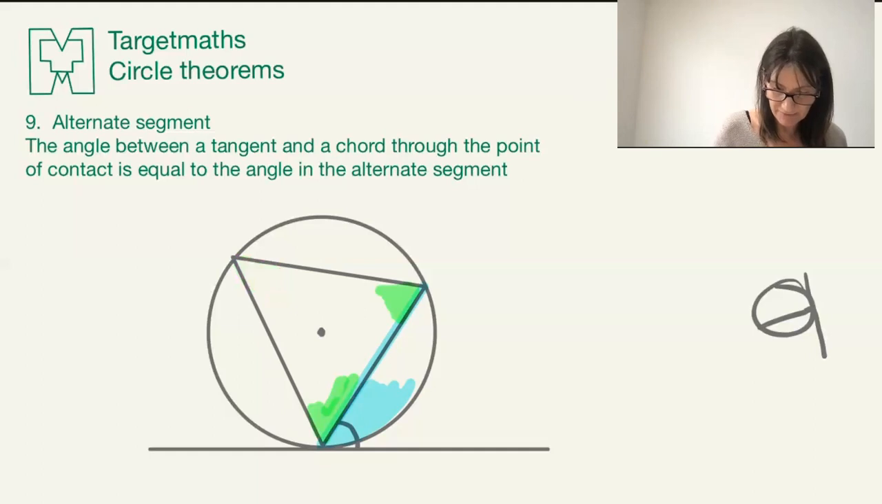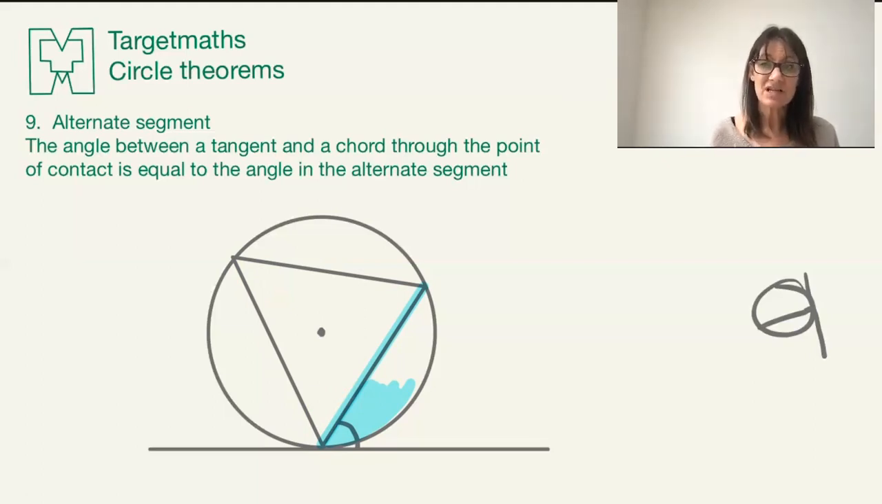So I'm going to get rid of my greens. Okay, I've highlighted the chord. The angle it equals doesn't touch the chord. So this was an option because it's an angle in the alternate segment, but I can't use it because it touches the chord. This was a possible option, but it touches the chord. So I'm not going to use that one.